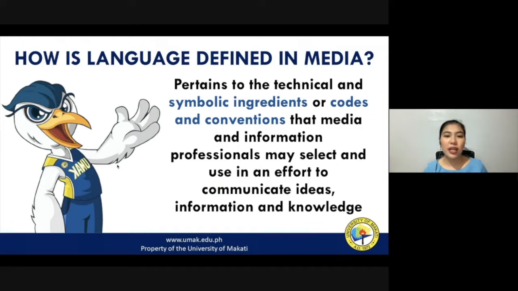Language in media pertains to the technical and symbolic ingredients, or codes and conventions, that media and information professionals may select and use in an effort to communicate ideas, information, and knowledge. Now, in media, it is not just the words that are communicating. It is not simply the verbal form of communication. There are other symbolic and technical ingredients that are present in different media products.